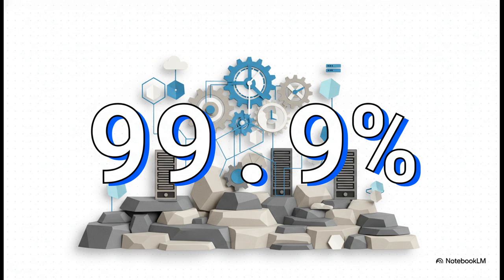And get this, all of this incredible tech is built on a decentralized foundation that is rock solid. We're talking a guaranteed 99.9% uptime. That's the kind of reliability that lets you build serious enterprise-level apps without lying awake at night worrying if your AI provider is going to go down.